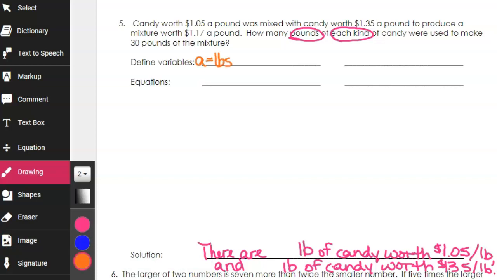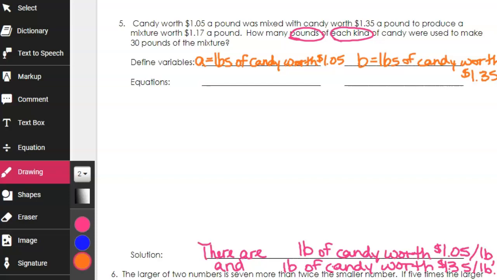Remember, pound is abbreviated LB, so pounds is LBS. So the pounds of candy worth $1.05. And then B will be the pounds of candy worth $1.35. So this one's really tricky. So we're talking about the pounds of candy. We need to know how many pounds of candy of each kind.